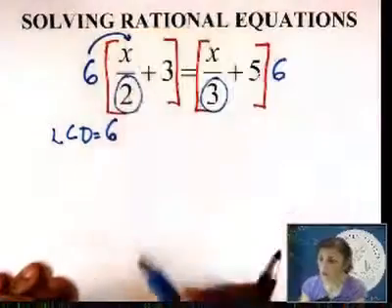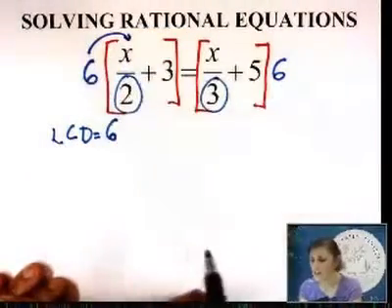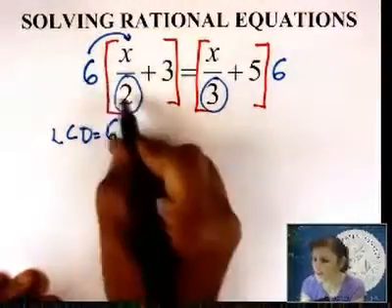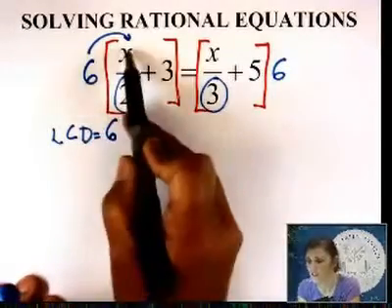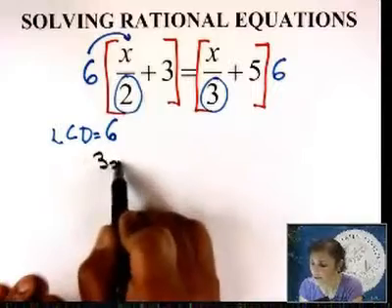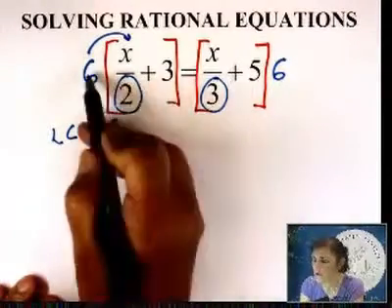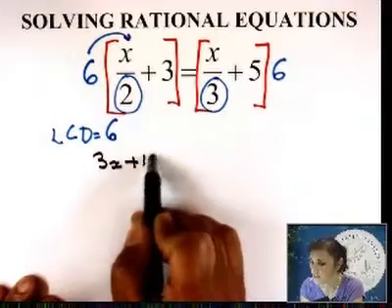Then you start foiling. What is 6 times x over 2? Here's a hint. Divide before you multiply. It makes it a little easier. 6 divided by 2, that's 3 times x. So you have 3x. And there's nothing at the bottom, so 6 times 3, that is 18.